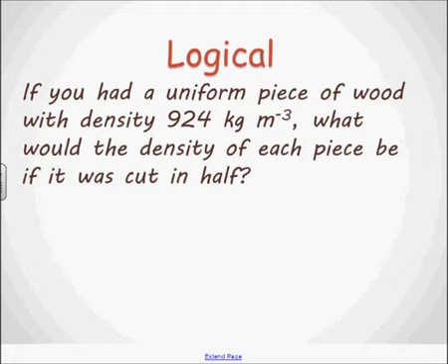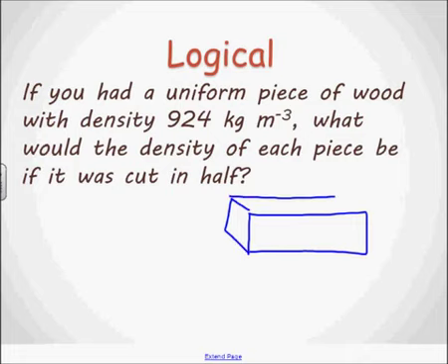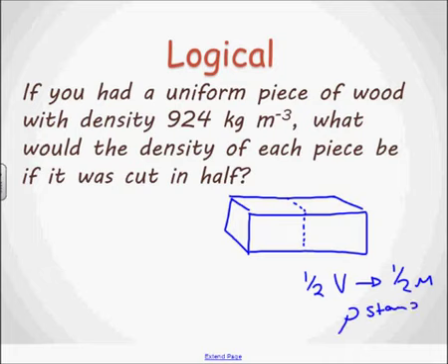Now if you had a uniform piece of wood of density 924 kgs per meter cubed, what would the density of each piece be if it was cut in half? Well, here's our piece of wood. If we cut it in half, effectively you're halving the volume, but then you're also halving the mass, so the density stays the same. Density is the same.